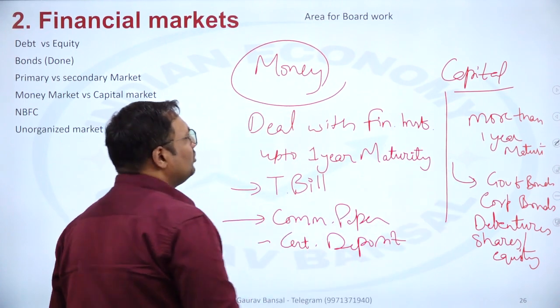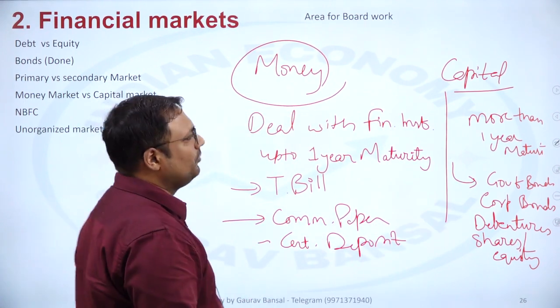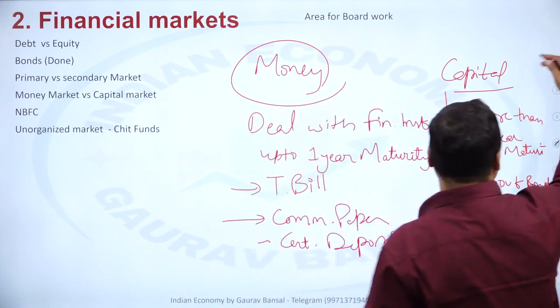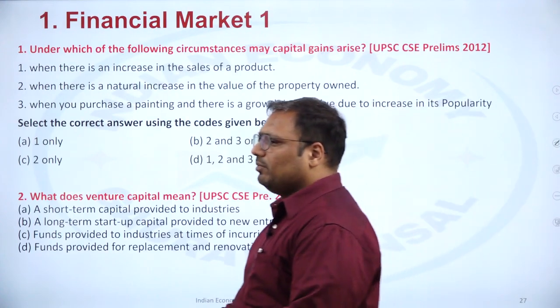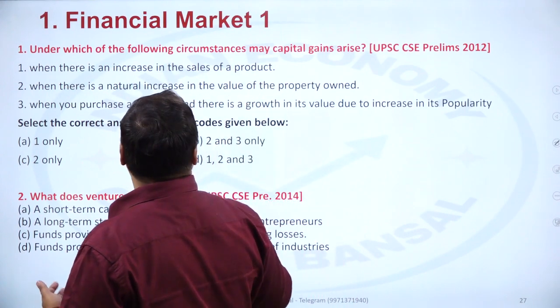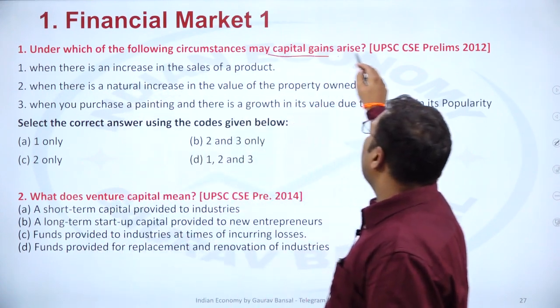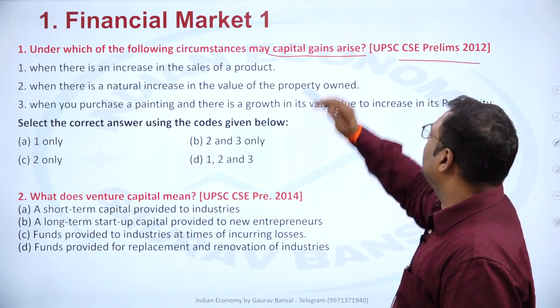Now there are questions on these also, and through questions also we will discuss these further, all of these topics. Now let us move to the questions. Question number one. Under which of the following circumstances may capital gains arise? This is a past year question.